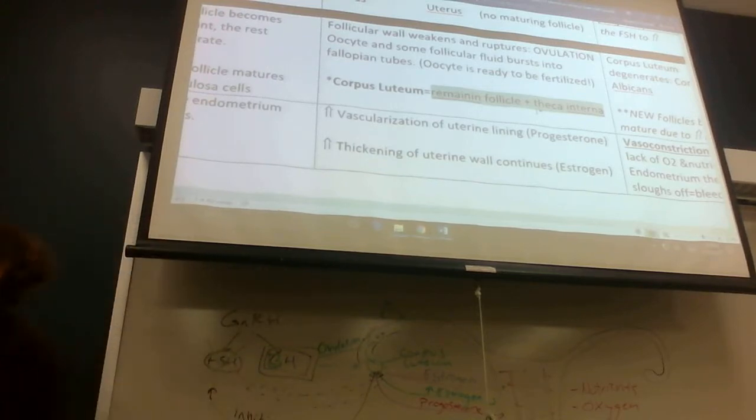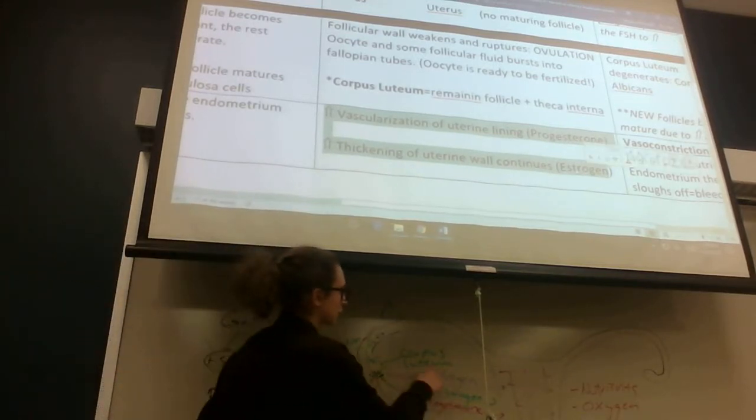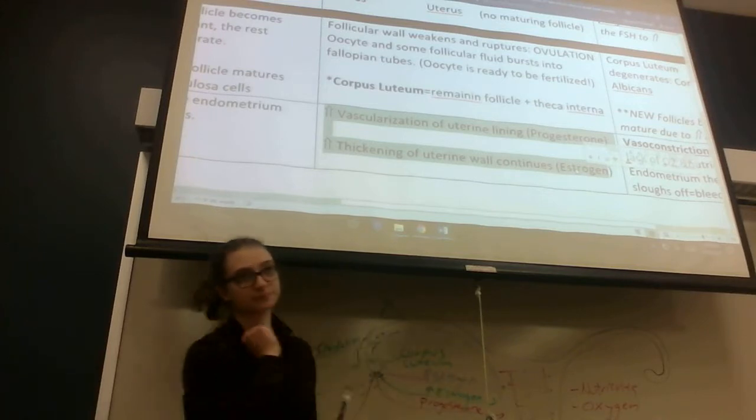Then in the uterus, you're going to have increased vascularization because of progesterone. That's what I did in red up there. And you're going to have thickening of the uterine wall because you're producing more estrogen because of the corpus luteum.